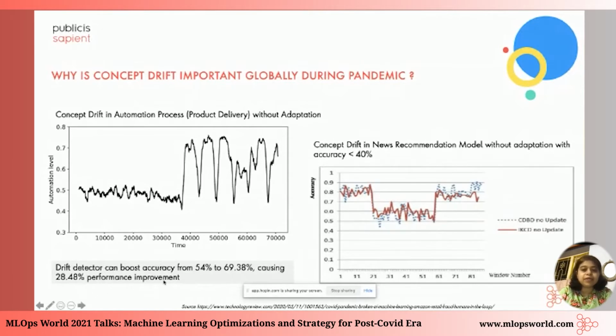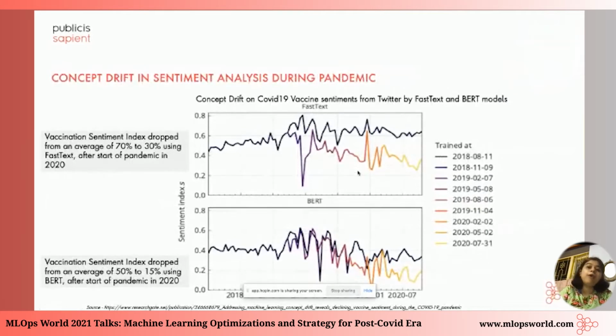It's only 54%. Same with the online news recommendation model, where if we apply concept drift adaptation, the dynamicity of the machine learning model can boost the accuracy significantly to higher than 60 or 70%. Even 85% to 90% you can see. But without the drift detector, your accuracy drops below 40%. So you can understand now how important it is to detect the drifts. And how do we do that? We will see.